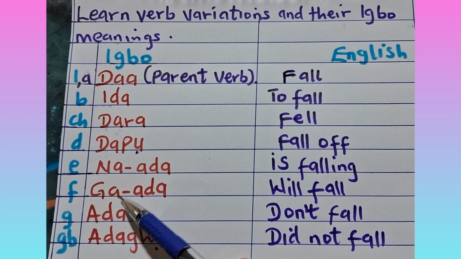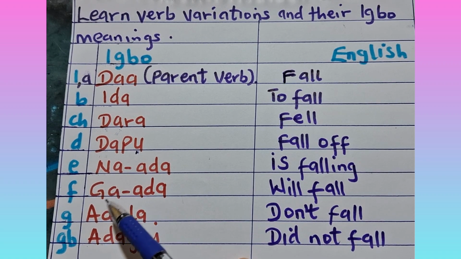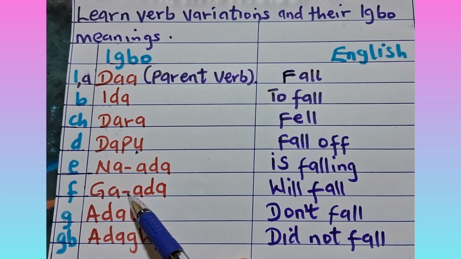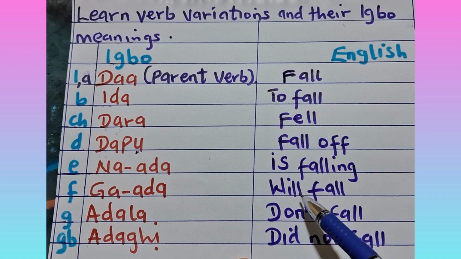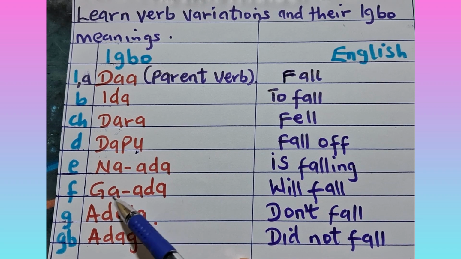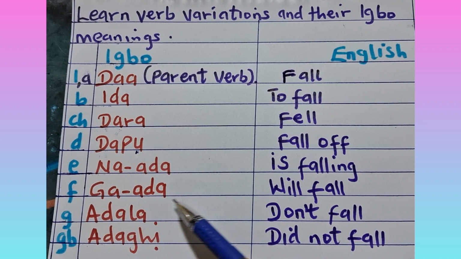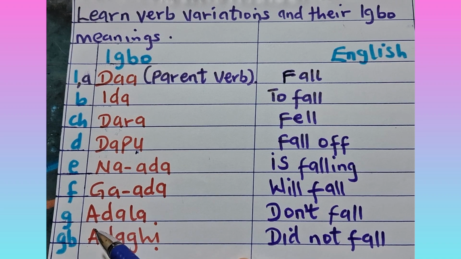Number 2, gaada, we fall. Here, when you hear ga in Igbo, it means future tense. Something that will happen but not at that particular time, maybe later. So ga here is our prefix. We add it to da, it becomes gaada.